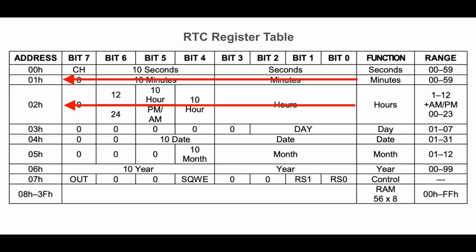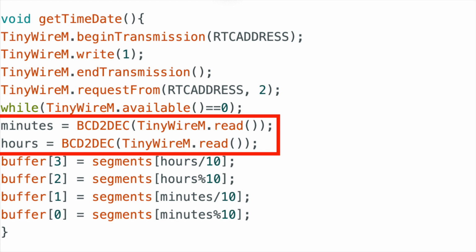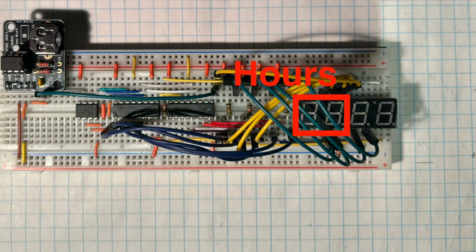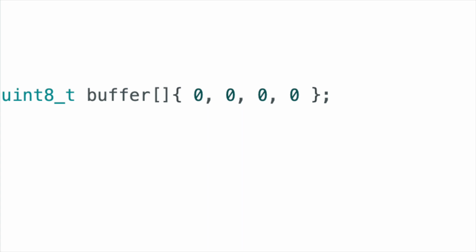Since we only want to retrieve the minutes and the hours stored in the RTC, we will begin by writing to register 1 and end at register 2. Next, the integers minutes and hours are returned and are converted from binary coded decimal to decimal. Since we want the minutes and hours to return in order of hours then minutes, we must move these values into a 4-integer array, with each integer being its own value.